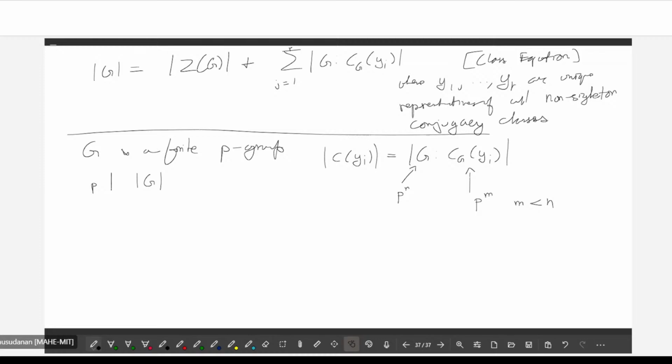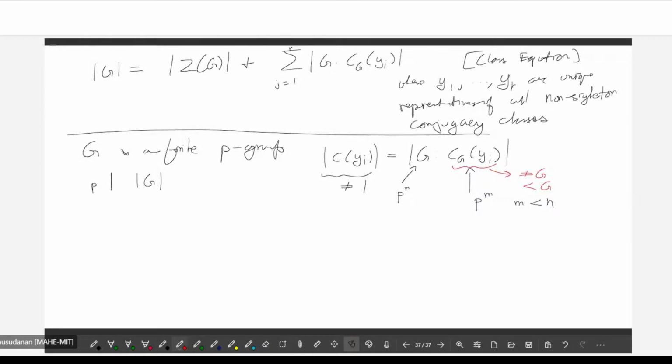Otherwise, it is not a proper subgroup, right? We have specifically taken those where it's a proper subgroup because otherwise this would be a singleton. We know this is not equal to 1, that means this is not equal to G, right? So this is a proper subgroup of G. The proper subgroup of G has order a power of p, so by Lagrange's theorem, this order must divide the order of G. So it must be some p power. Okay, fine.